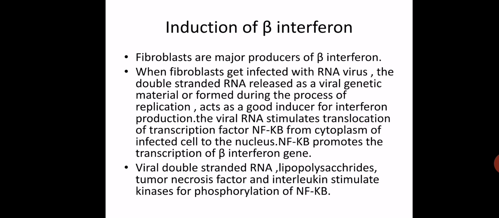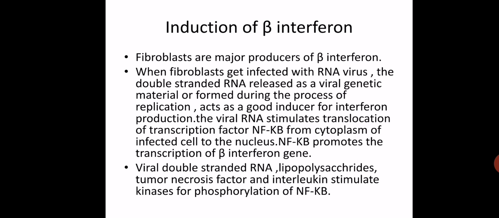Then, how does the induction of beta interferon take place? The fibroblastic cells are the major type of cells producing beta interferon. There are three types: alpha, beta, gamma, and lambda. So which cells are producing beta interferon? Fibroblastic cells, or fibroblasts. So these are the major producers of beta interferon.